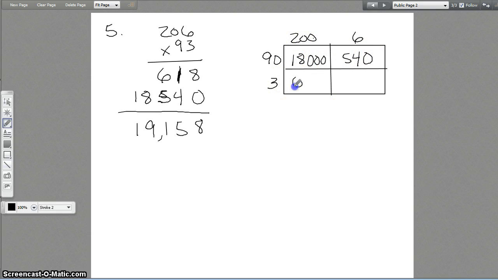2 times 3 is 6, and then I need to add these 2 zeros. 6 times 3 is 18. Okay, so when I add this first column, 18,000 plus 600, that is 18,600. And then I need to add this second column, 540 plus 18 is 558. And when I add all of that together, I get 19,158. So we get the same answer, which we should. If you don't get the same answer, then something is wrong. So for number 5, I assigned only 2 of these problems instead of all 3. You need to work it out the regular way and then work it out with the diagram.